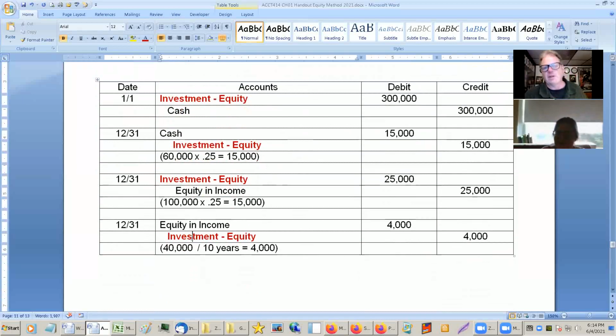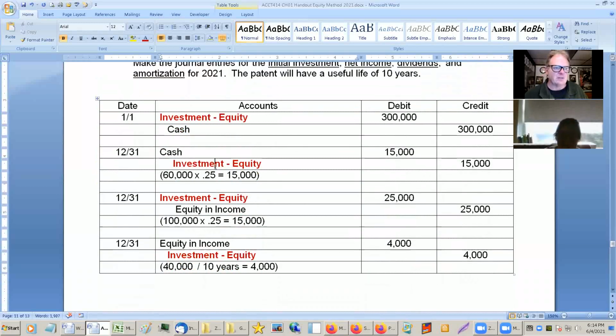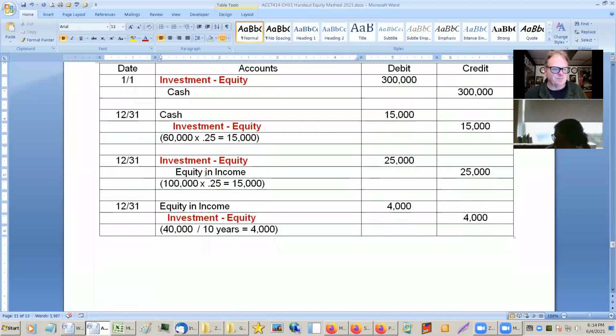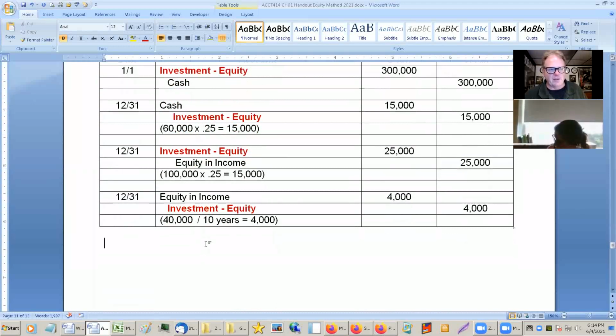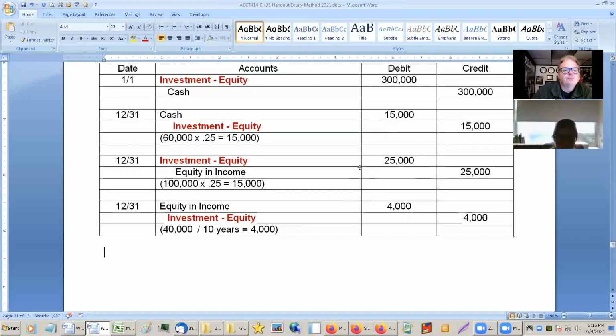So the investment account is in all of the journal entries, which is kind of a strange thing, but that's just the way it works out. So, if the question were how much income did they make on their investment, what would the answer be? So then it would be 300,000 minus 15,000 plus 25,000 minus 4,000.